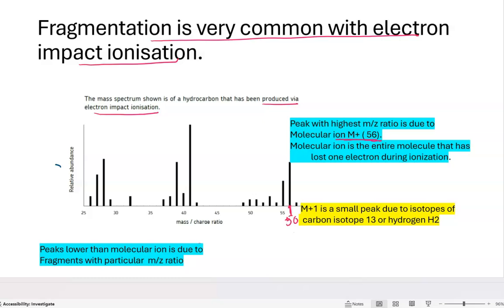There's a small peak that is due to the isotope of carbon-13 or hydrogen-2. That is the M+1 peak. Peaks lower than the molecular ion are due to fragments.